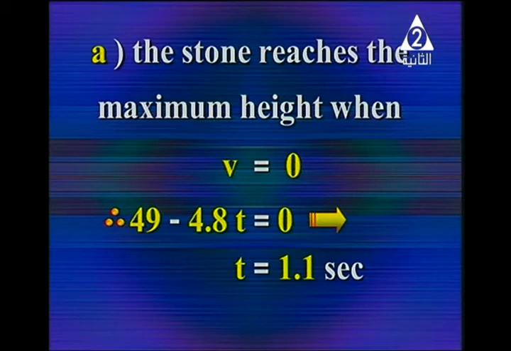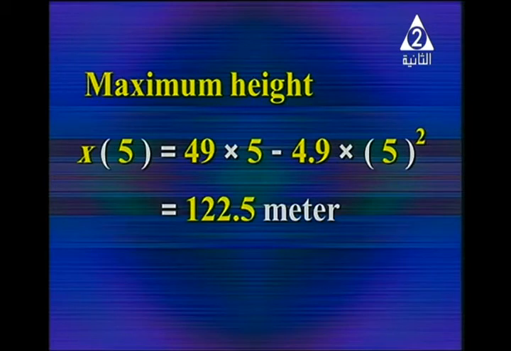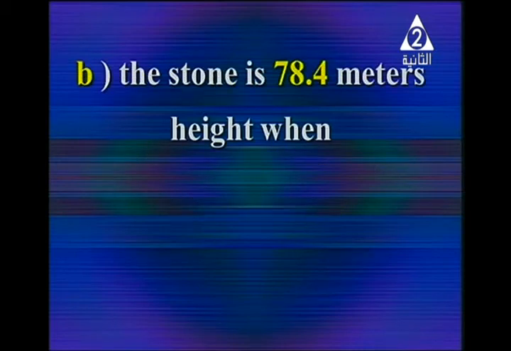At the maximum height, the body's velocity equals 0. Then the maximum height at t equals 5, by using 49 times 5 minus 4.9 times 5 squared, equals 122.5 meters. The stone is 78.4 meters high when x equals 78.4, meaning height equals x.